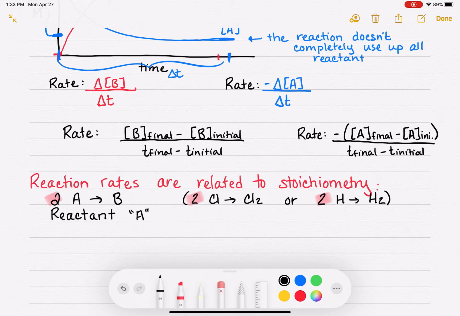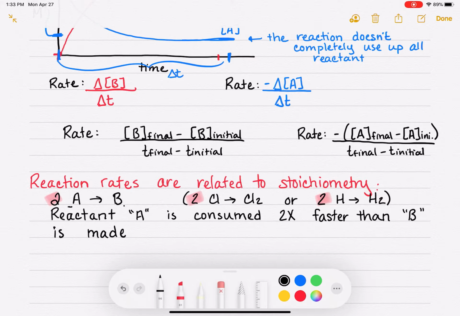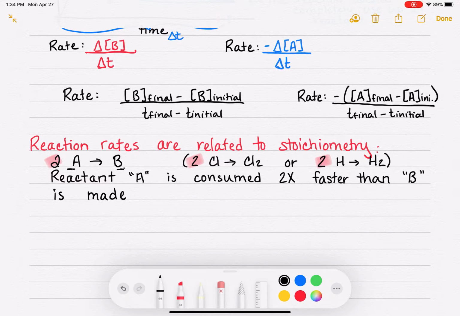So we're going to say reactant A is consumed or used 2 times faster than our product B is made. And again, this is just stoichiometry. We have to use 2 A molecules in order to make 1 B molecule. So we're going to be using up 2 A's for every B that we produced. So we're going to go through the A molecule twice as fast as we're able to make the B molecule.